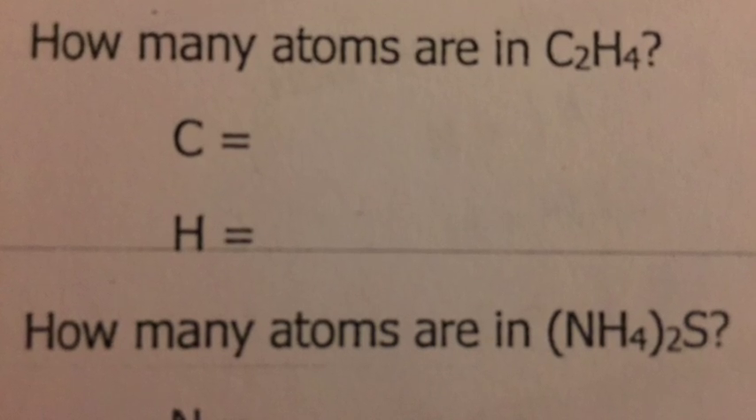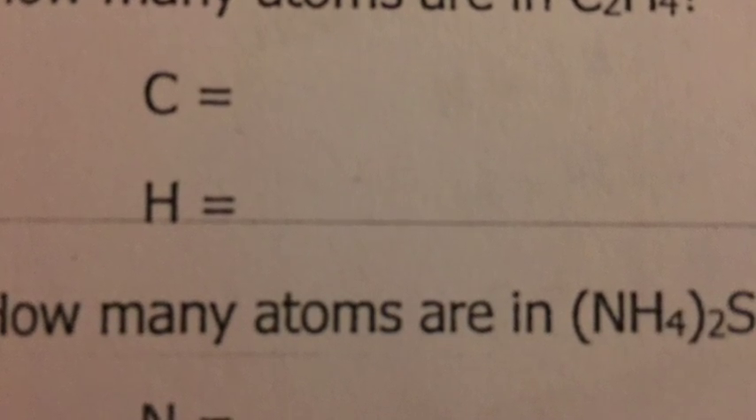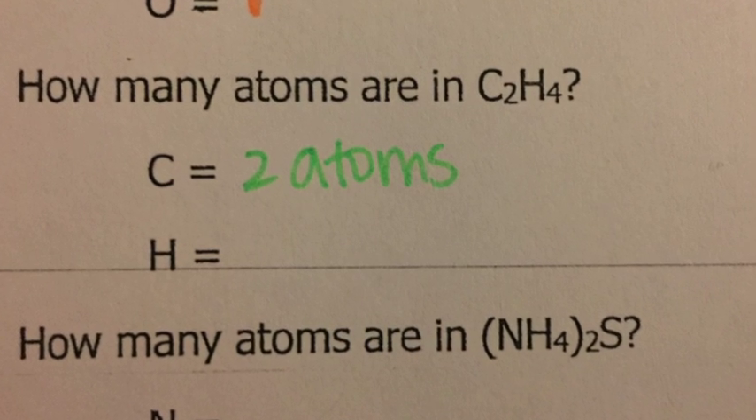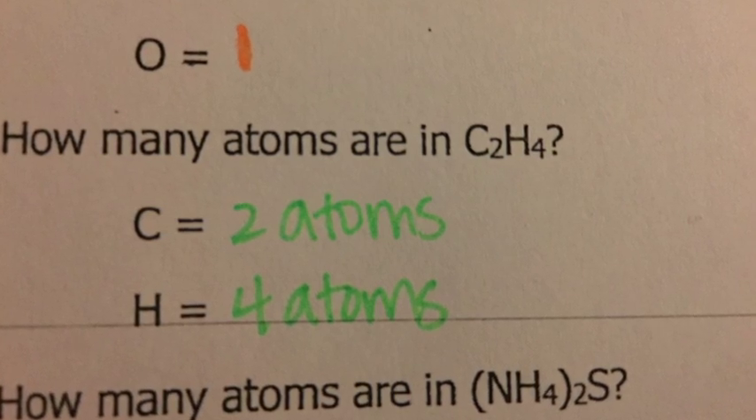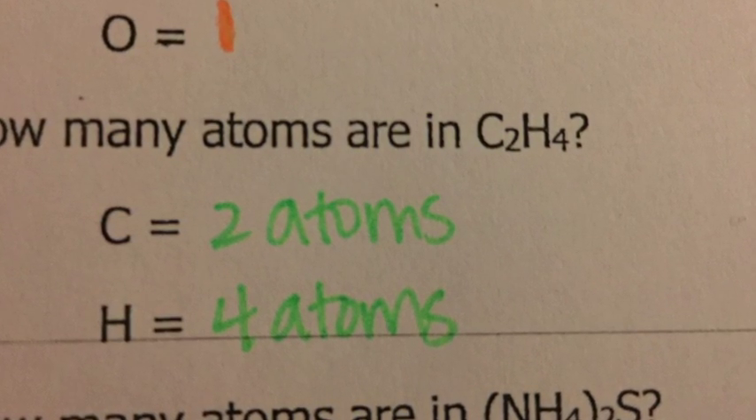The second example on the left also has subscripts. It says how many atoms are in C2H4. So our first element, C, is carbon, and there are 2 atoms because it has a subscript of 2. And our second element, H, is hydrogen, and there are 4 atoms because it has a subscript of 4.